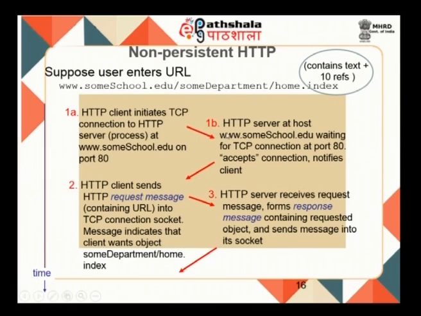Once that is done, the server which is running at this particular host, waiting for a connection at port number 80, will accept this connection and send back a notification to the client that it has accepted the connection. Once the client receives the accept message, HTTP will send a request message, which contains the URL, the complete information of which page is being requested, into the TCP connection socket. The message will indicate that the client wants this particular object. On receiving this message, the server will process that request message, form a response message which contains the requested object, and send the message back to the client.